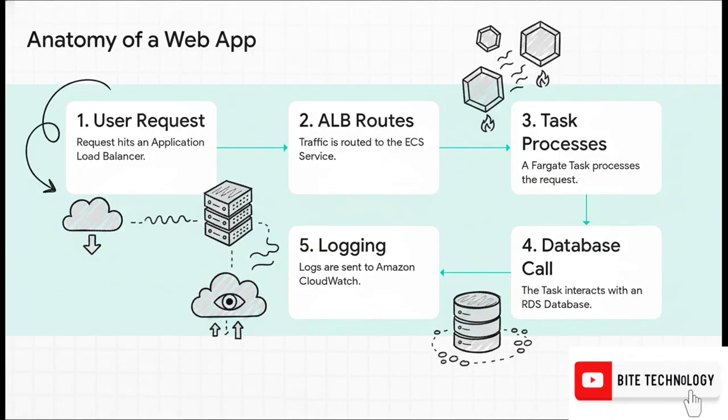A user somewhere on the internet makes a request. It first hits an application load balancer. The load balancer is smart. It talks to our ECS service to find a healthy task and sends the traffic there. In our example, we're using Fargate, so that task is just running serverlessly. The code inside the task does its thing, maybe queries a database, and then all its logs are automatically streamed to CloudWatch. It's such a clean, reliable setup.